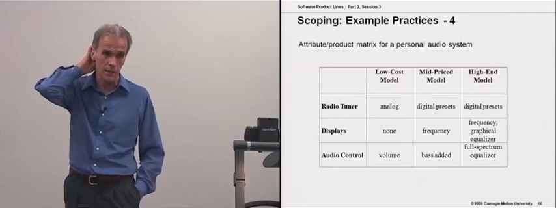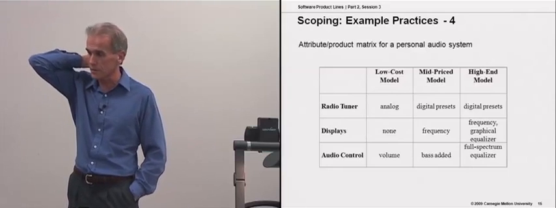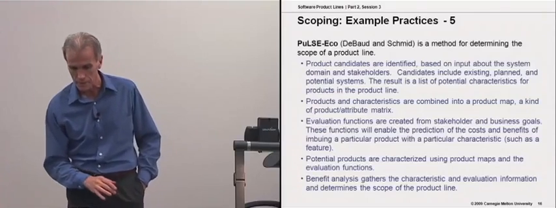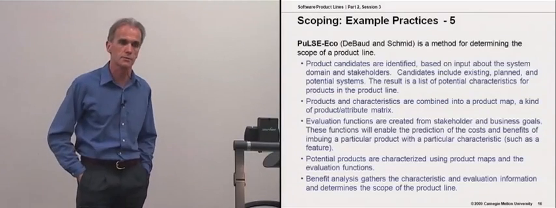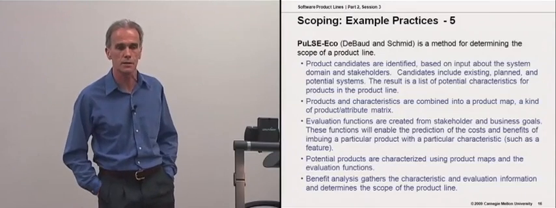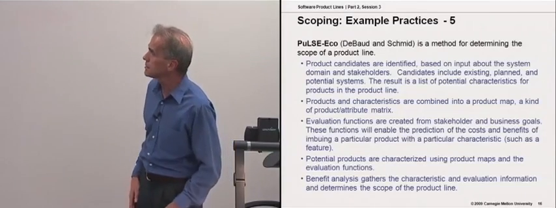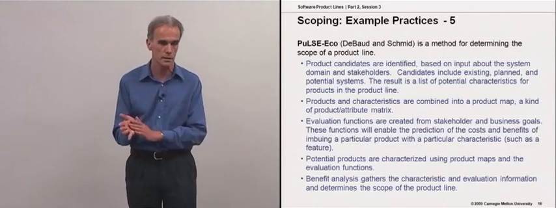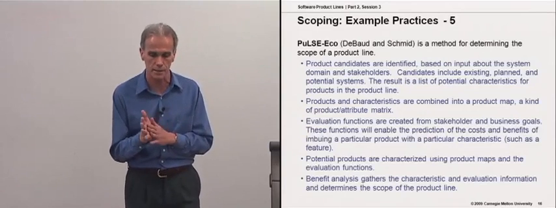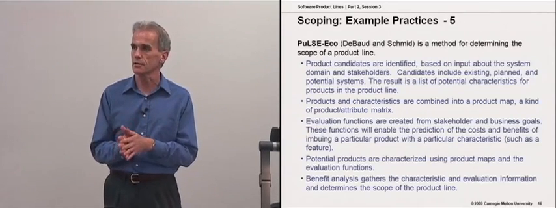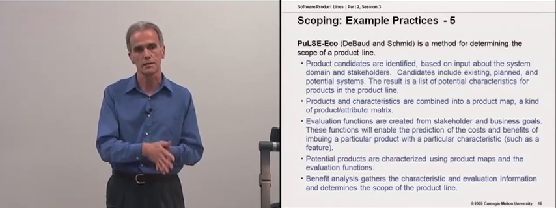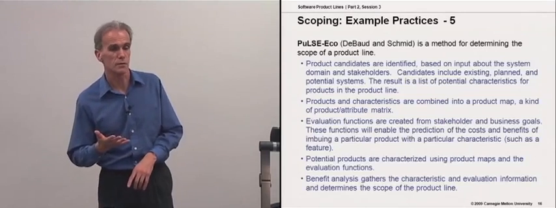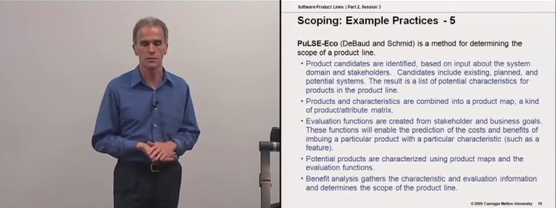And in fact, it's really a roll-up of several practice areas: scoping, market analysis, business case, and so on. The method is called Pulse Echo. So again, it's part of that product line software engineering method. ECO is not an acronym, it's simply short for economic scoping. So this is their way of characterizing candidate products that could be part of a product line. And it's a way of actually implementing several of the framework practice areas in a package called Pulse Echo.